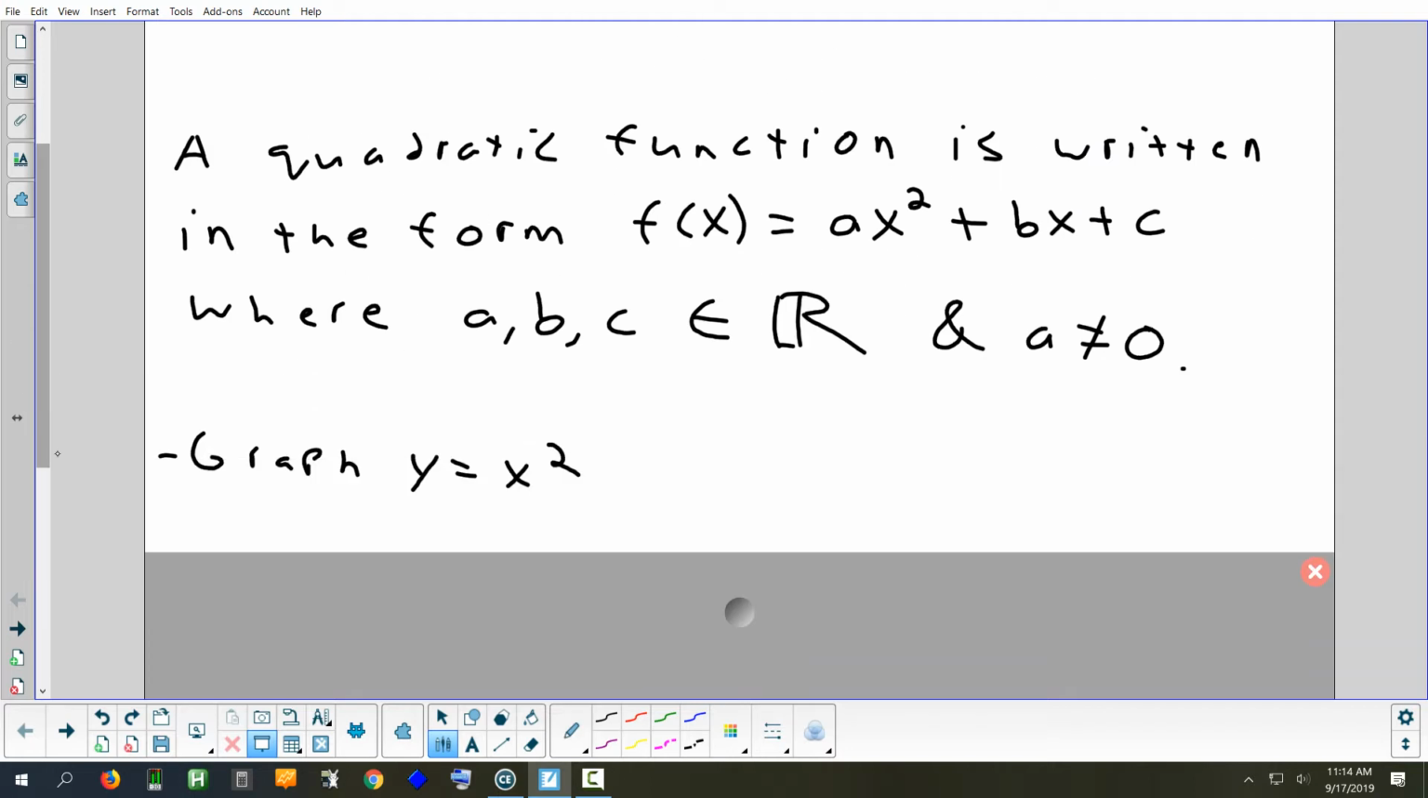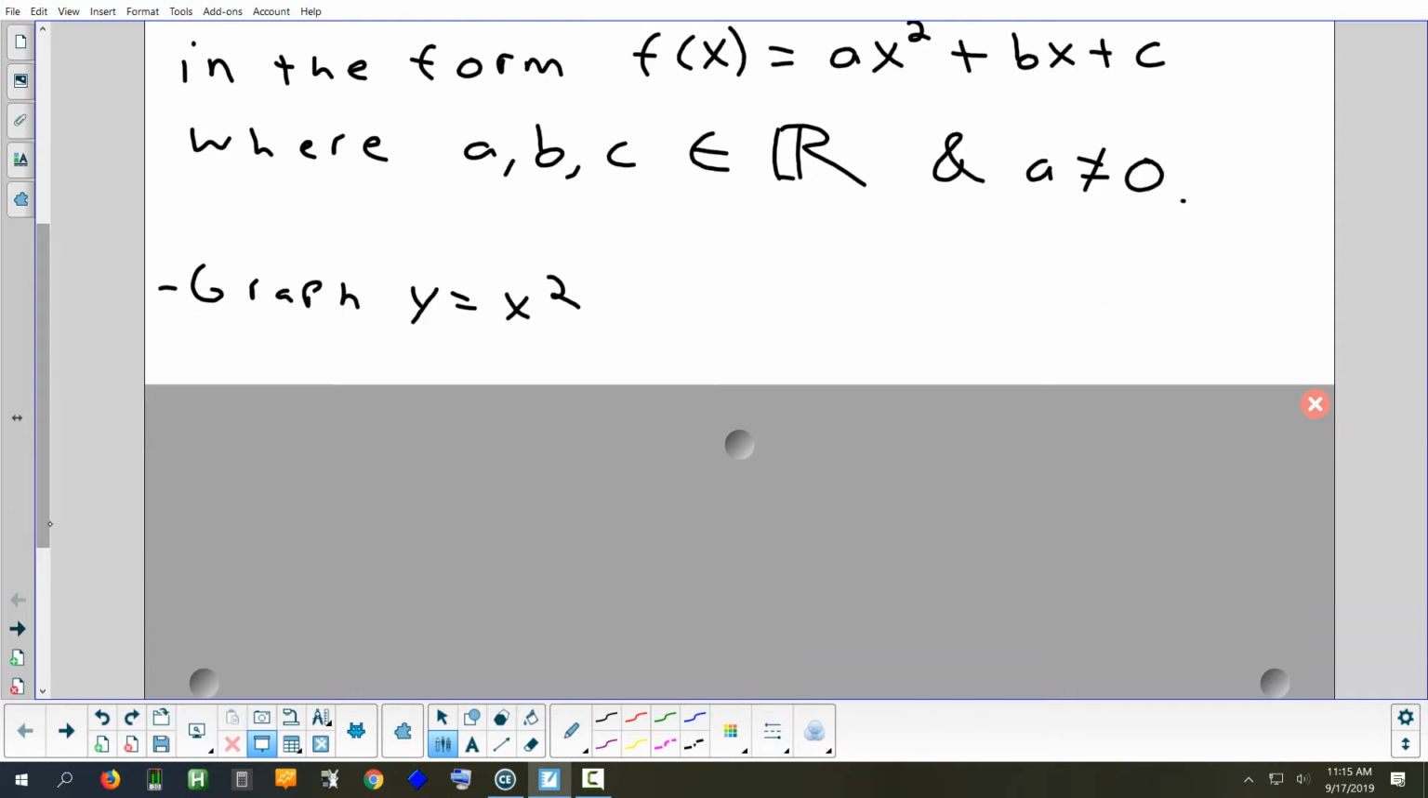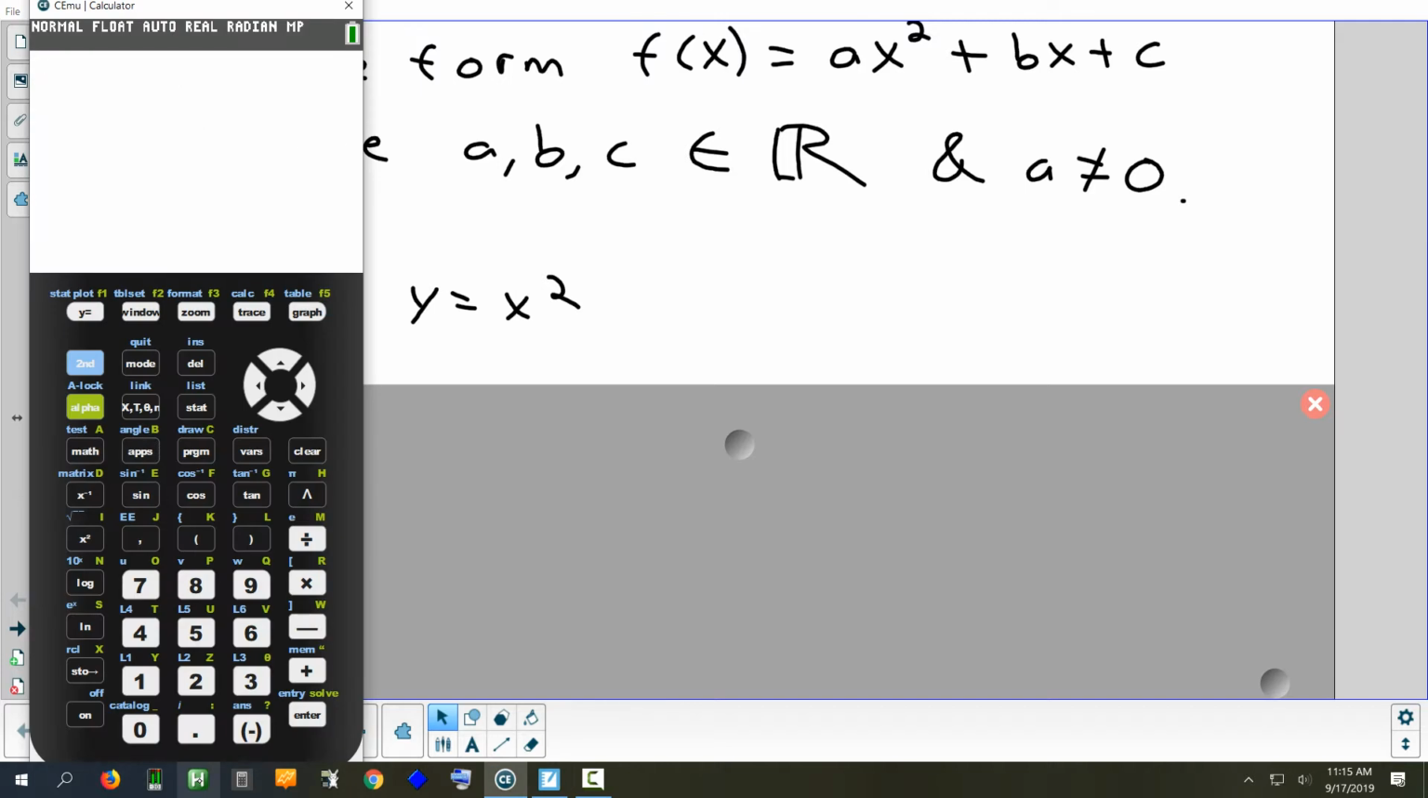So let's graph y equals x squared. Okay, just to look at a picture of it. Okay, I'm going to do zoom 6. I'm also going to turn off the shading that we had turned on in the homework. To turn it off, if you just clear everything out, it should go back to normal. So x squared, zoom 6. Okay, so there's a parabola.